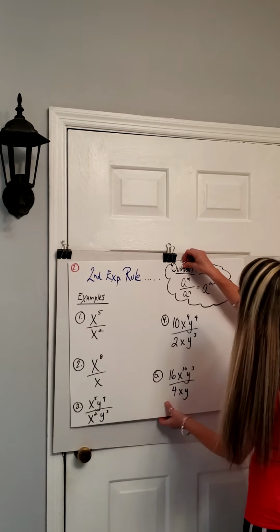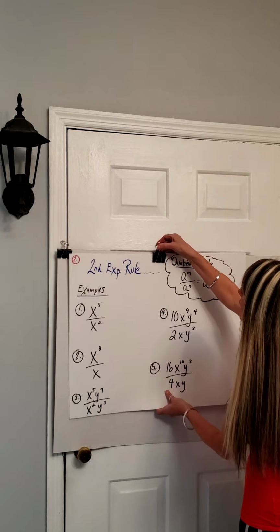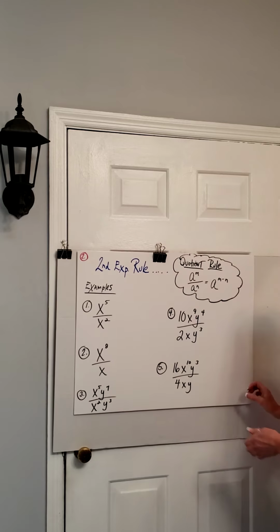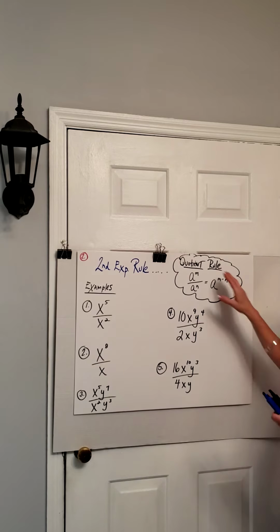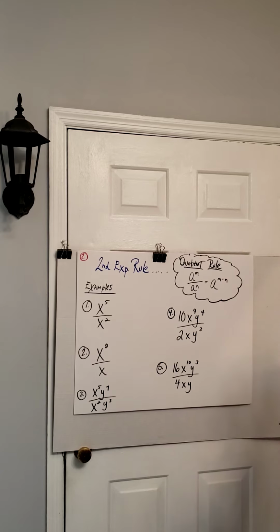All right. The second rule, your second exponent rule. Okay, this is the quotient rule. And the quotient rule says this. When you divide letters, you subtract the exponents, right? You're subtracting the bottom from the top. Okay? Again, you want to have everybody have an exponent.